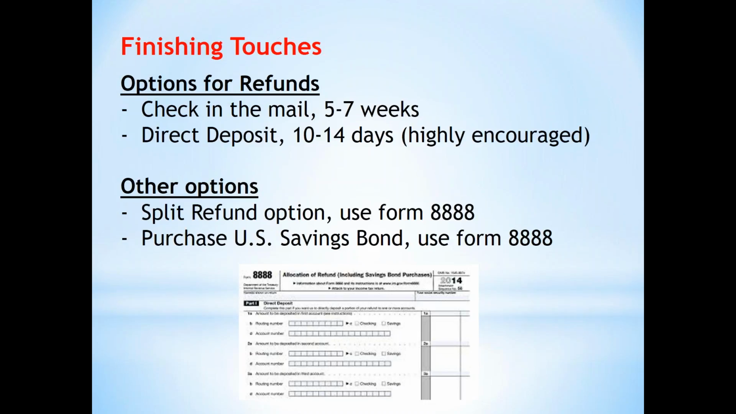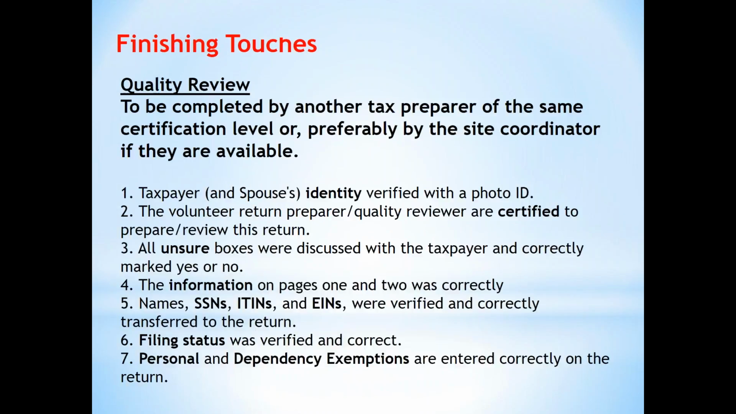Some other options: you can split a refund, and you can do that using Form 8888. That way you can have a portion of the refund go into a savings account and a portion go into the checking account. Form 8888 is a really useful tool, and we do like to encourage people to utilize that. Also, if somebody would like to purchase a savings bond, they can do that with Form 8888 as well, although we don't see that very often.